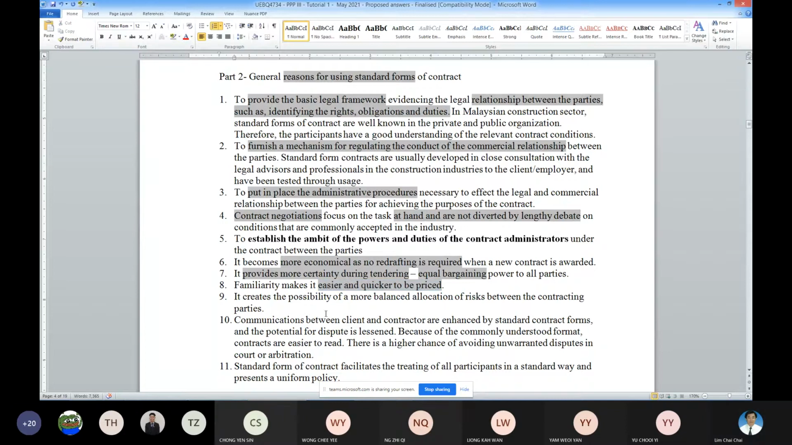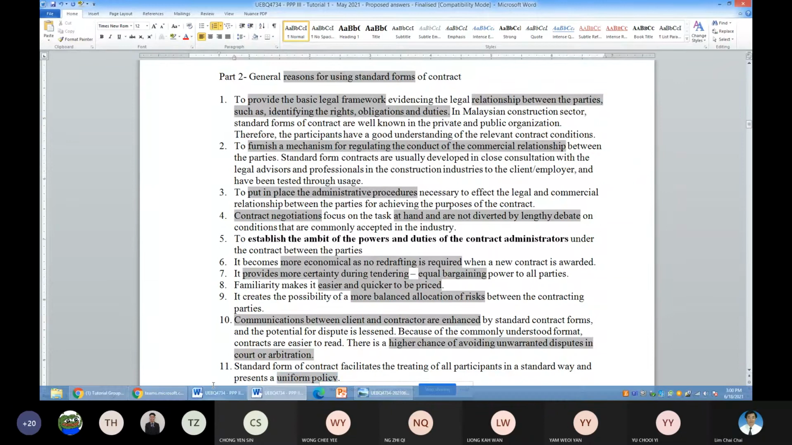Number 9 is a more balanced allocation of risk. Because the standard form will allocate the risk among party A and party B and party C and so on. Okay, so once you understand, you know how the risks are allocated. Number 10, communication becomes better. So once the communication is better, the chances of avoiding disputes or going to court can be minimized. Okay, and lastly, it provides a uniform policy.